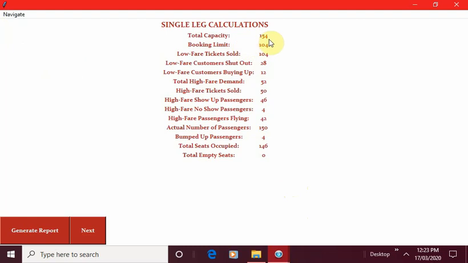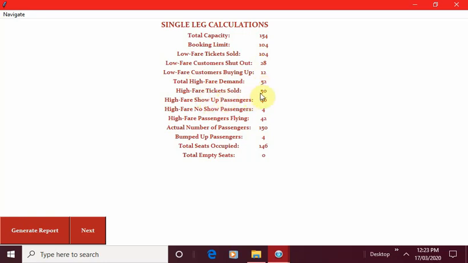So the total capacity was 154, that is adding the virtual capacity of 8 seats we added, 146 plus 8 is 154. The booking limit was set at 104 and the low fare tickets were sold at 104. Low fare customer shut out of 132 customers. The demand was 132, 28 were shut out and 104 were the booking limit and the tickets sold. So this becomes 132. Low fare customers buying up, there are chances of 30% of them, the number is 12. Total high fare demand, 40 was the original demand, plus this 12 becomes 52.